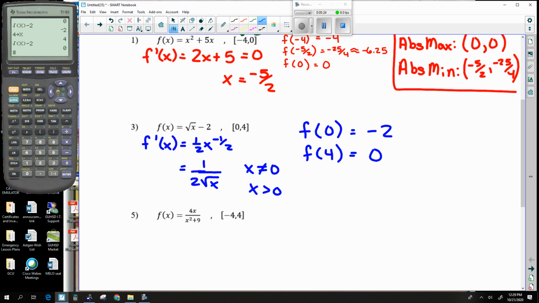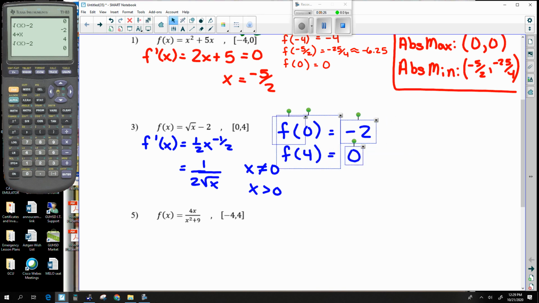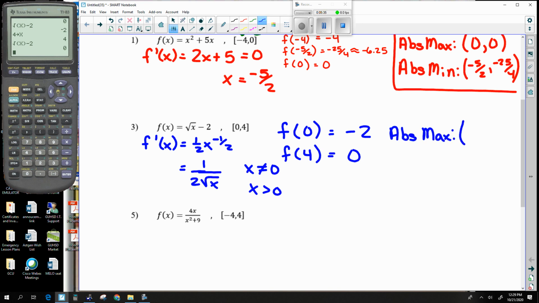All right, so what that shows us is that the absolute max is going to occur when the y value is 0, so that's going to occur at 4, 0. Okay, the absolute min occurs when y is negative 2, so that'd be 0, negative 2.